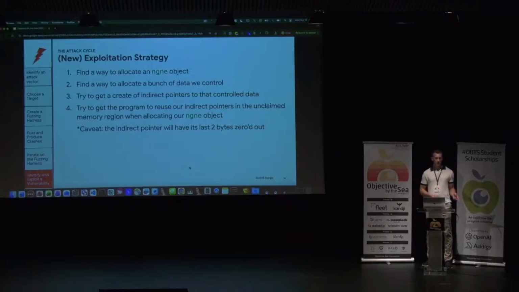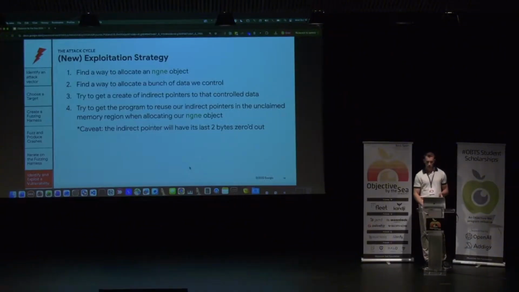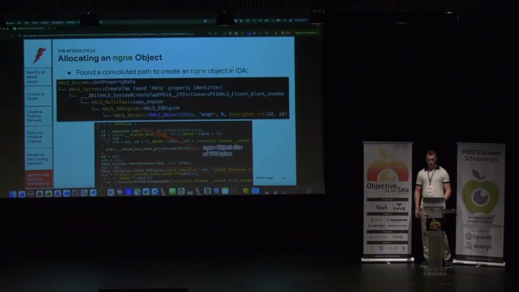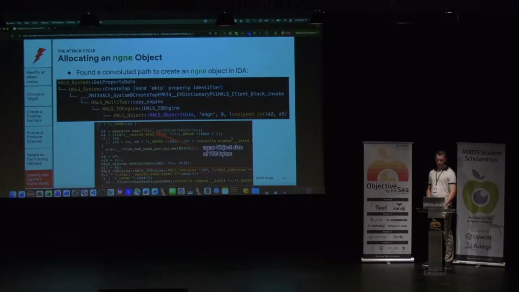Then we need to get our program to reuse our indirect pointers in the unclaimed memory region when allocating our engine object. And the caveat here is that the indirect pointer that we start with is going to have its last 2 bytes zeroed out. So a little bit tricky, but it might just be crazy enough to work. The first thing was I needed to find how to create this engine object. Eventually, through a bunch of reverse engineering, I did find a way.